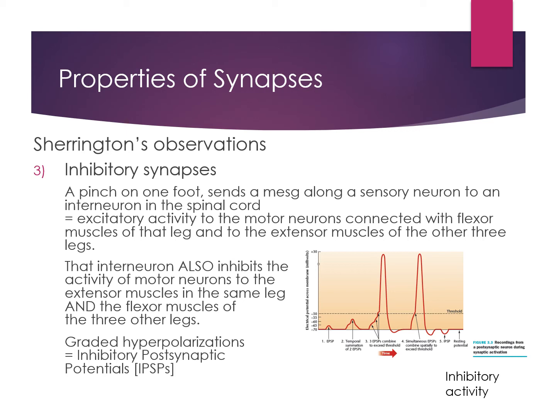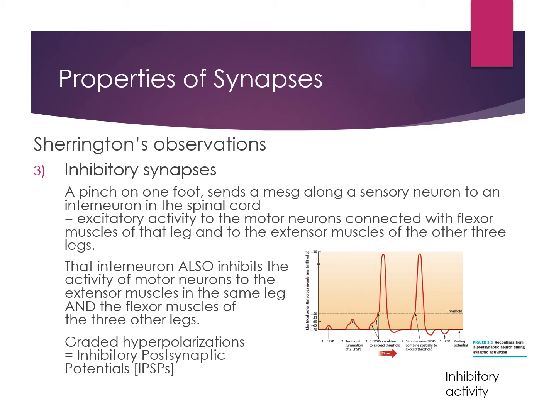We see then excitatory activity between the interneuron and the motor neurons connected to the flexor muscles. So when I'm pinching that paw, I'm going to send excitatory information to the flexor muscles, as that dog is going to pull their paw away in this flexion response. And it's going to send excitatory activity to the extensor muscles of the other 3 legs. So we saw those other 3 legs extend.